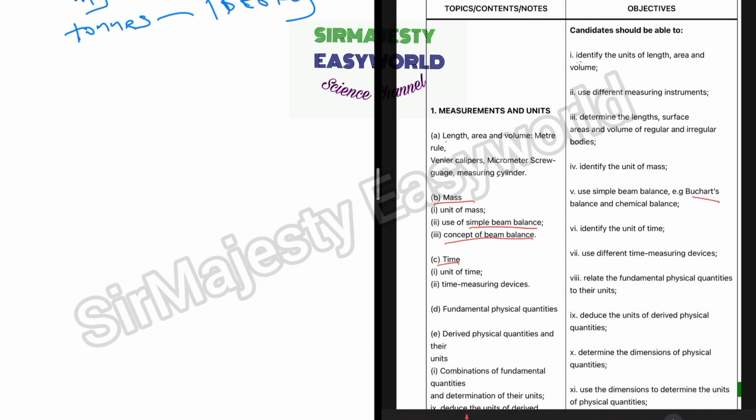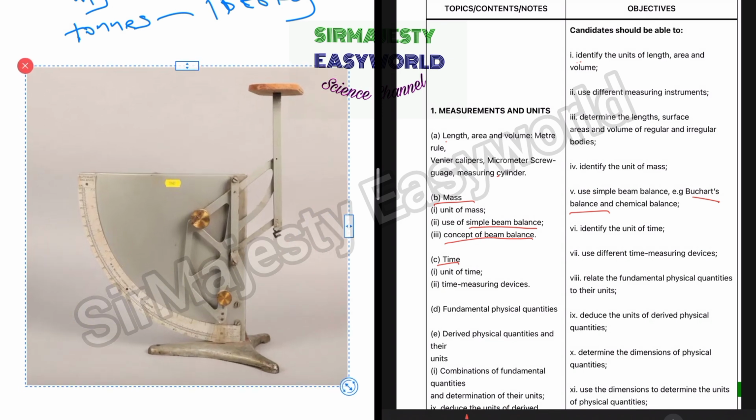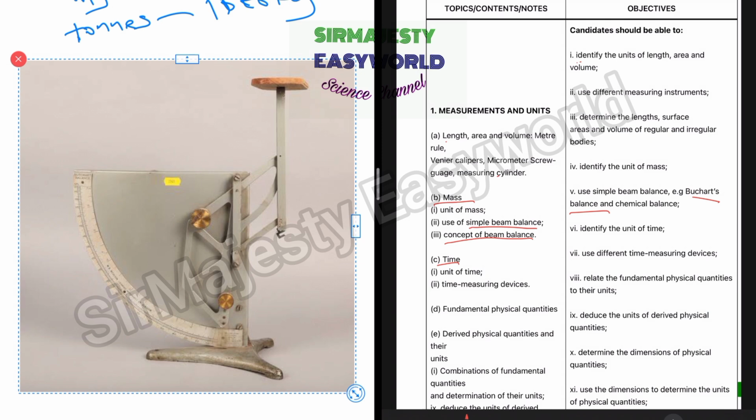That's called the Buchart's balance. The Buchart's balance is not common these days, but it's still being seen in these old government offices, for example, where they do soil testing for roads and so on. It looks exactly like this on the screen. So you can see it here.